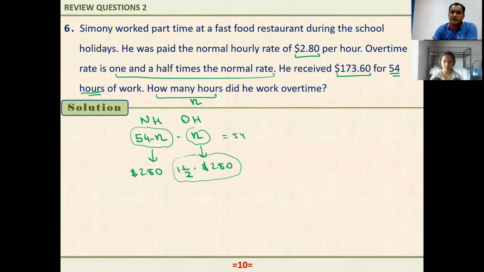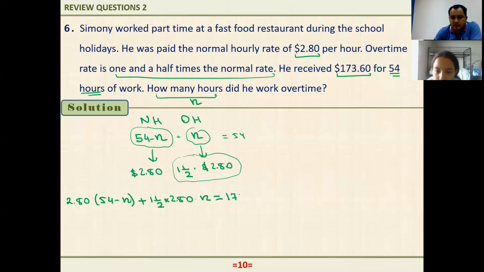173.60. So now we will form our equation here. Then here, 2.80, right? For each hour. How many hours? 54 minus n hours. Plus, for overtime, how many? This much. 1.5 times 2.80. And how many hours did he work overtime? n hours. Altogether, how much did he receive? 173.60. That is our equation. Now, if you have a calculator, you can use this.